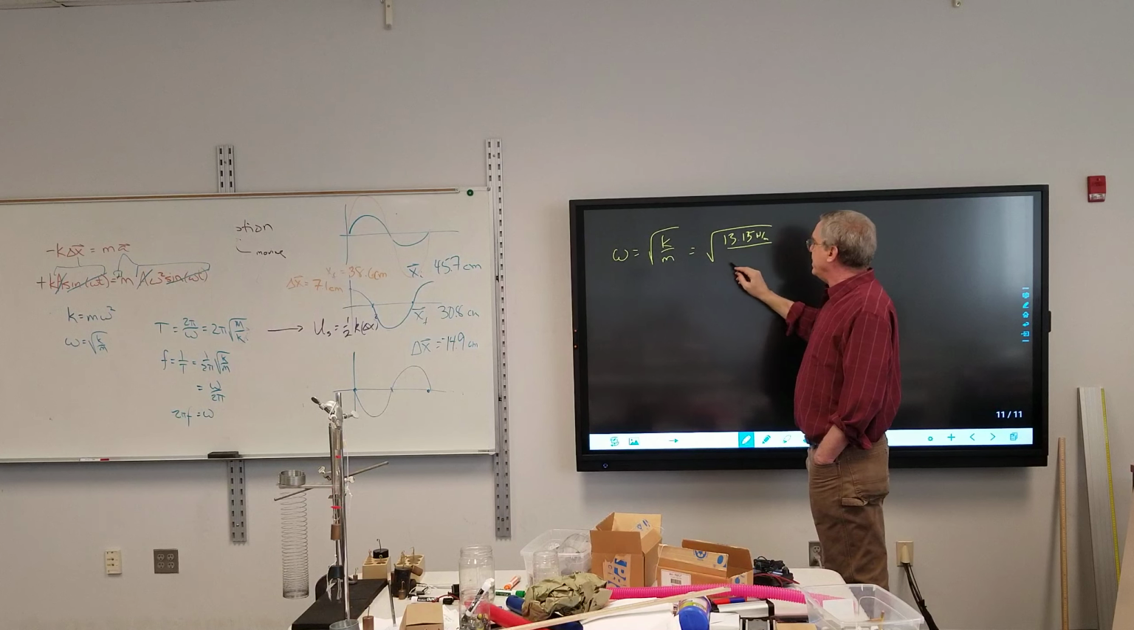My period is going to be 2 pi divided by omega, which is 2 pi divided by 11.467 radians per second. That's 0.58 seconds. Let's find out how close we get.